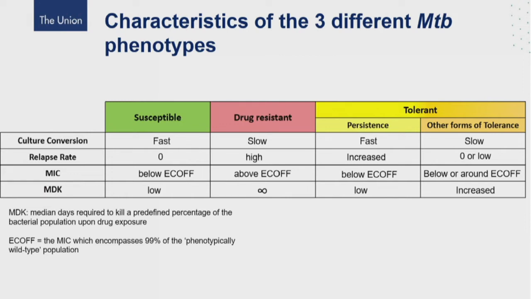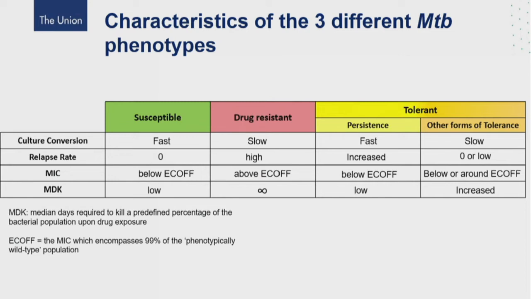If you look at tolerant persistence, which has been studied a lot, you have still fast culture conversion because the persisters are always only a small proportion of your bacterial population. And therefore, you have fast culture conversion, but because these persisters hang around, you actually have an increased relapse rate. Your MIC is still below the ECOF, which is different from the drug-resistant population, and because you have fast culture conversion, your MDK is also low.